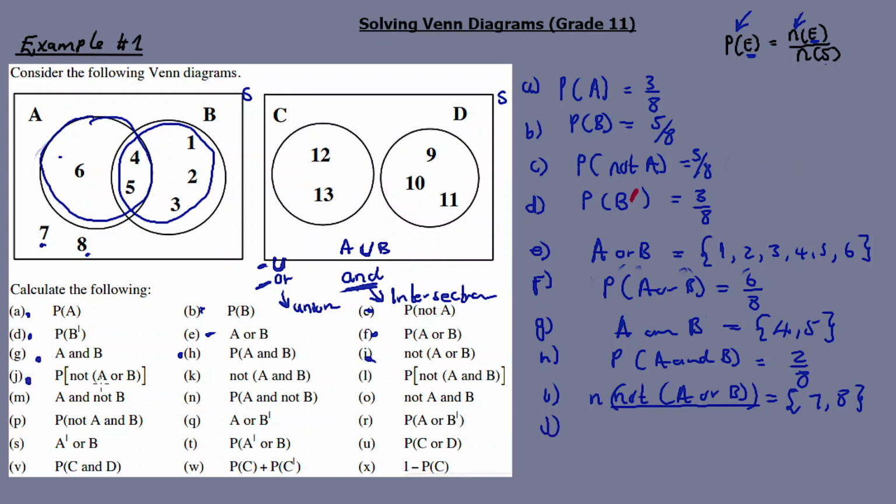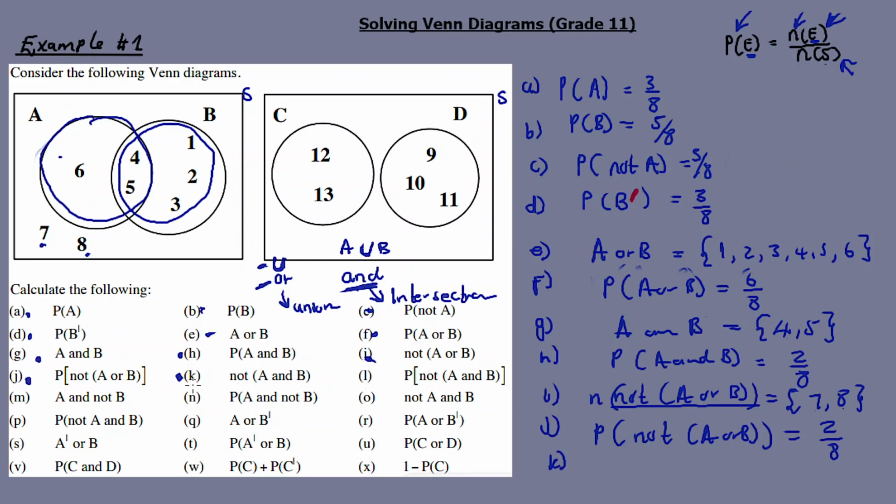J, the probability of not A or B. Not A or B is equal to 1 2 over 8. Right? The probability requires us to count the number of outcomes divided by the number of outcomes within the sample space.